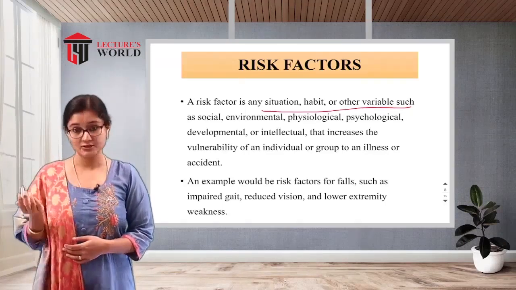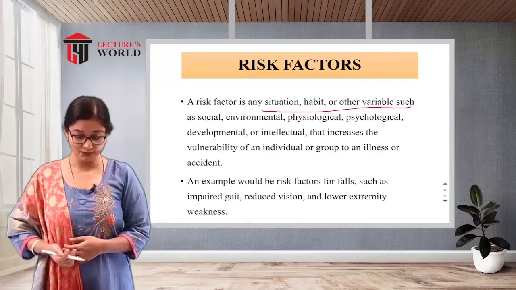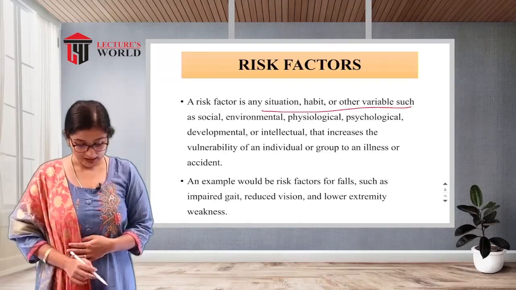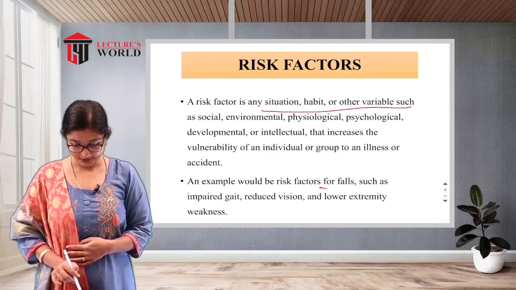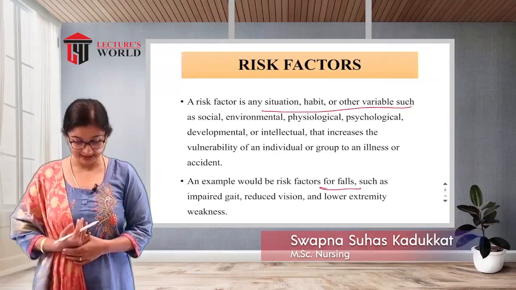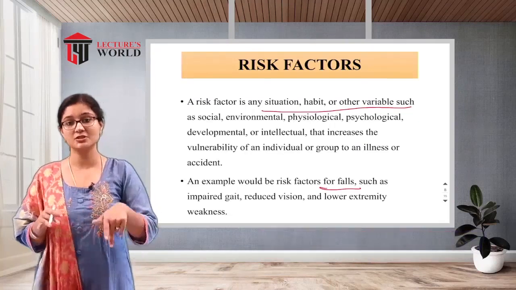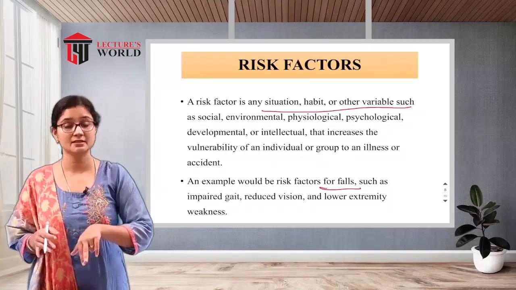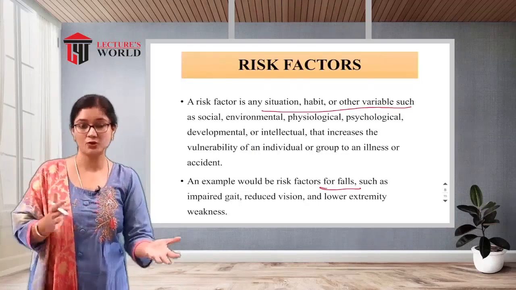Developmental or intellectual. So these are the different risk factors. We'll be seeing a few examples also. An example will be risk factors for falls. Now, risk factor for fall, for whom it can be, such as impaired gait. Impaired gait का मतलब है जिनको चलने में तकलीफ है. Impaired gait. The person is at a risk for fall.